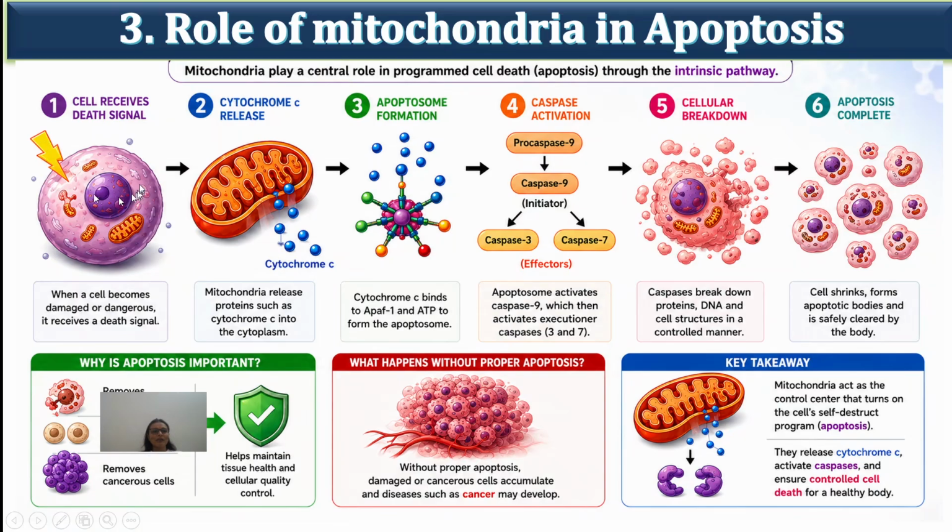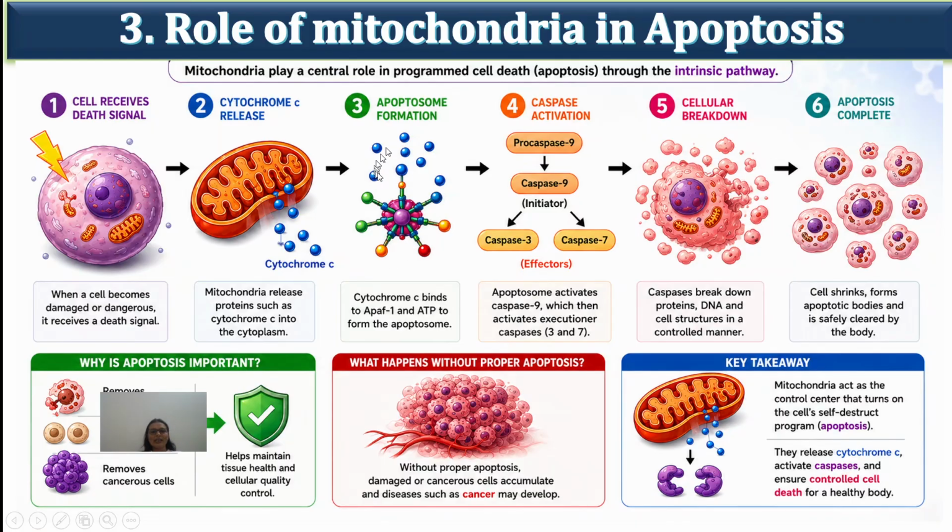When a cell becomes damaged or dangerous, it receives a death signal, right? In this cell, the mitochondria release one kind of protein, and this protein is called cytochrome C. This cytochrome C is released from the mitochondria into the cytoplasm. It binds with the APAF1 factor, which is apoptotic protease activating factor 1.